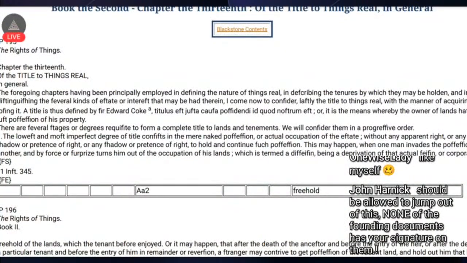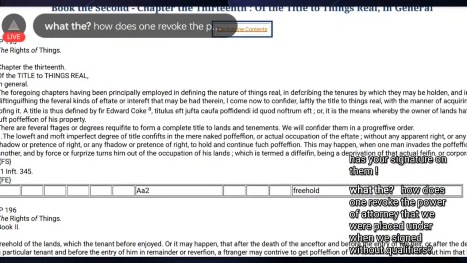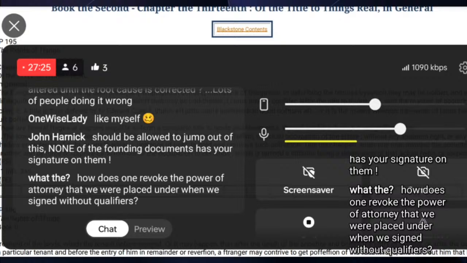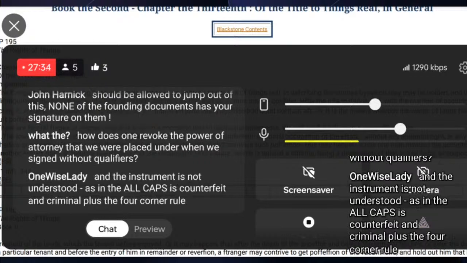It says the lowest and most imperfect degree of title to lands and tenements. The issue is the conveyance of lands. Regardless of whether you revoke the power of attorney, the revocation of the power of attorney will not change the grant of lands. So you have to reconstrue and withdraw your lands, tenements, and hereditaments and redeposit them to form a constructive trust.